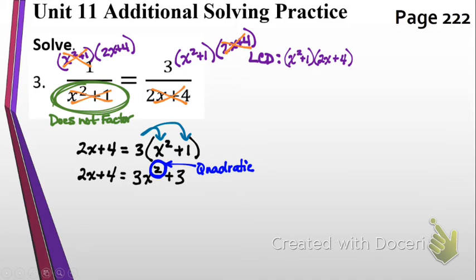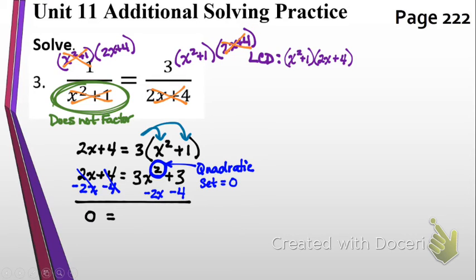Since it has an equal sign, the first thing I need to do with a quadratic is what? Set it equal to 0. How do I get this equal to 0? Minus 2x minus 4. If you do it to one side, you've got to do it to the other side. Minus 2x minus 4. So on the left, I get the 0 just like I wanted.